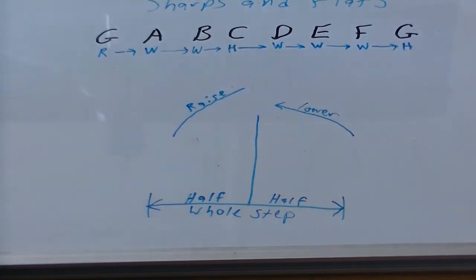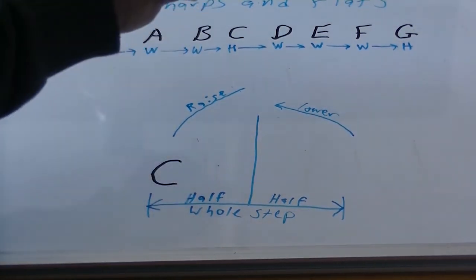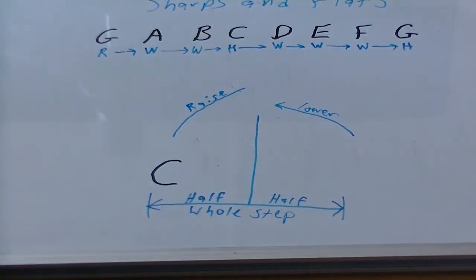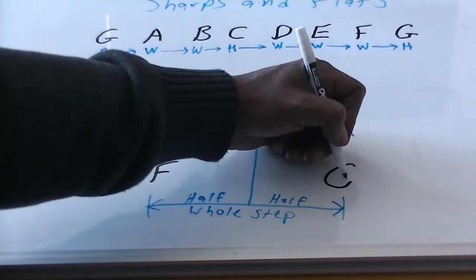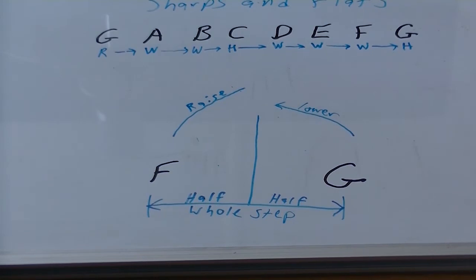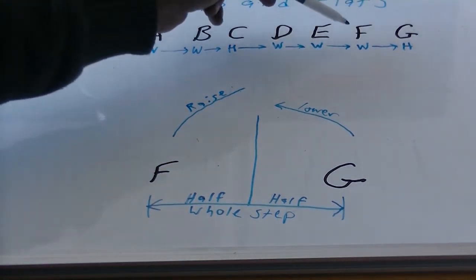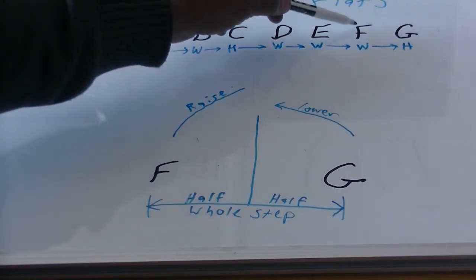So what we need is a note that's halfway between F and G. Oops, I get C on the brain sometimes. F and G. So we went a half step to get from E to F, but we need to go another half step. However, we have to relate this note to the F.